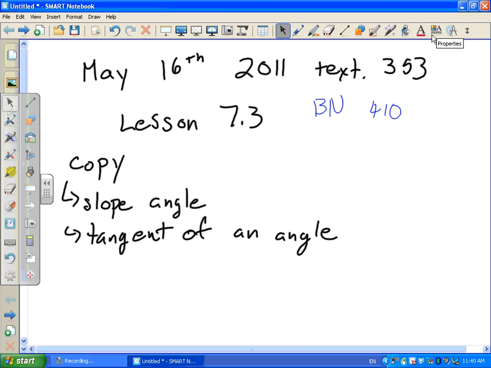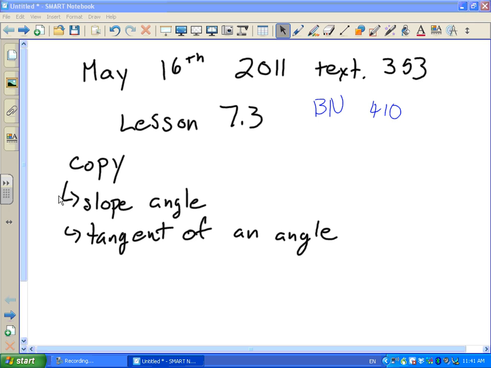Today is May 16, 2011. You guys are on textbook page 353, Blue Notebook page 410. We're on lesson 7.3. I wanted you guys to copy down slope angle and tangent of an angle.